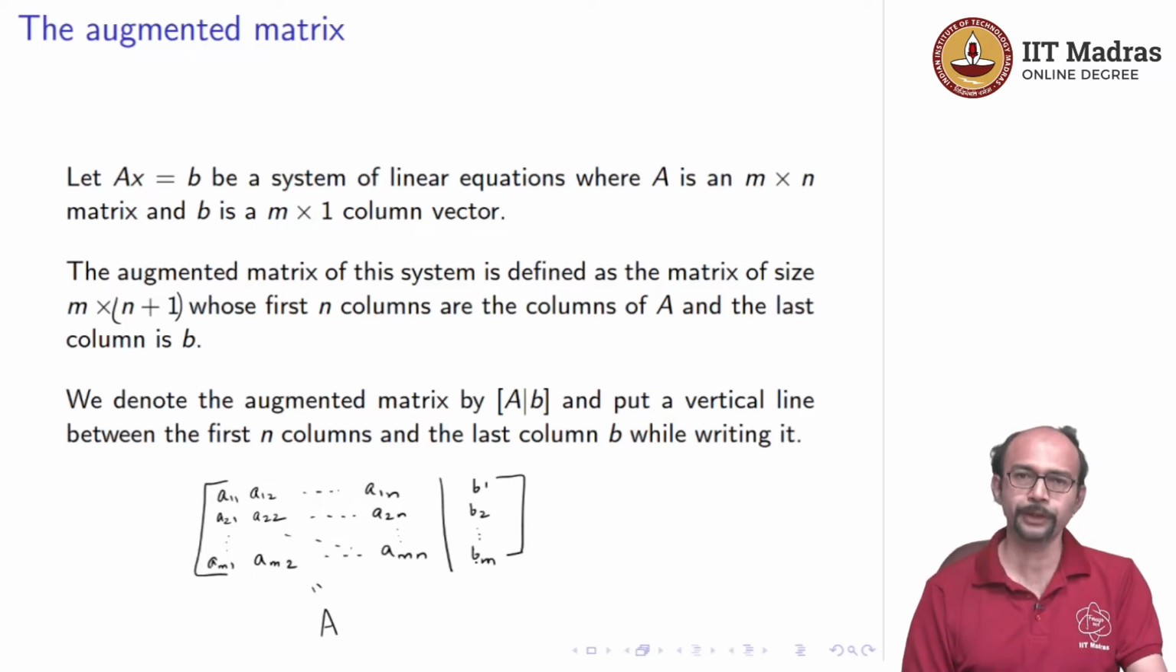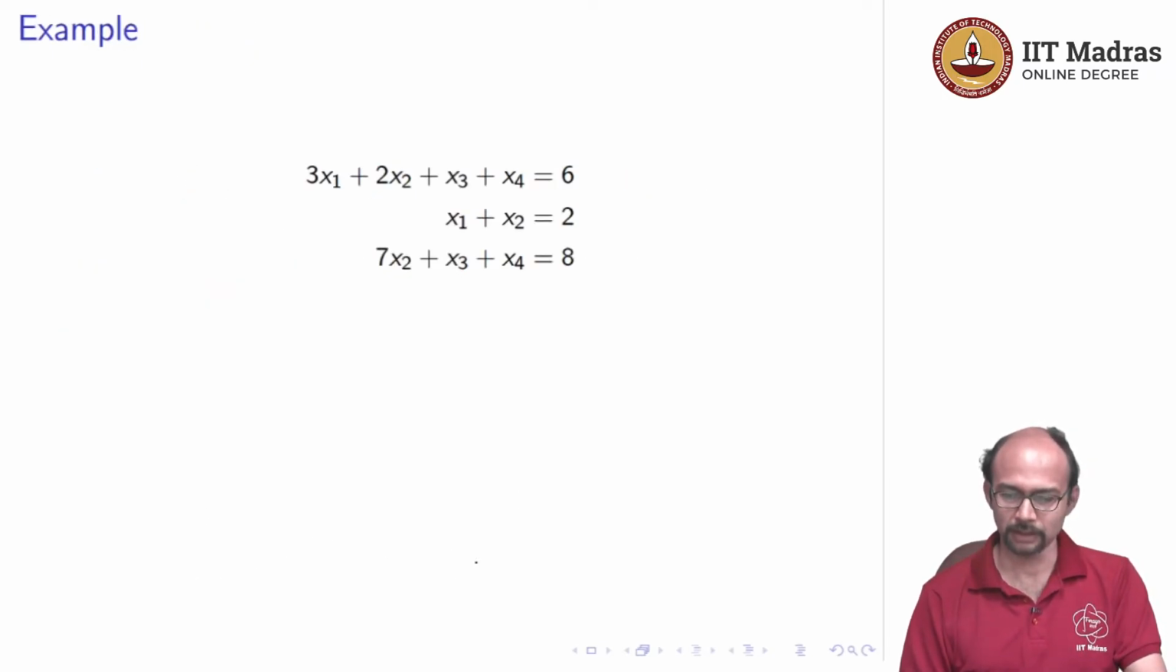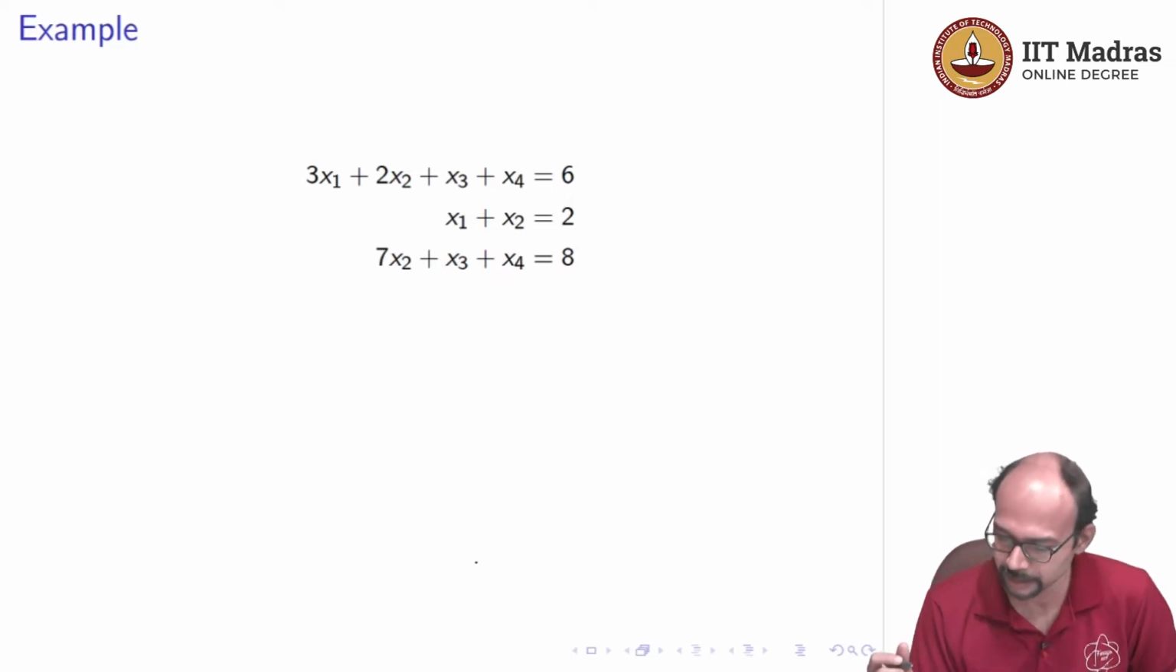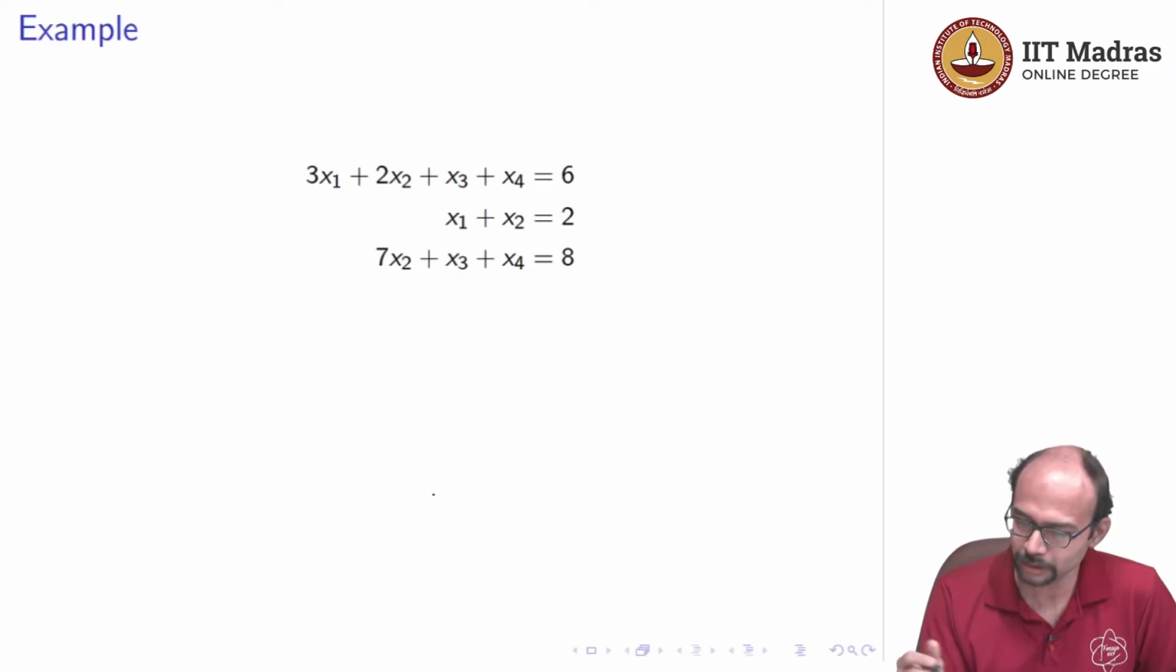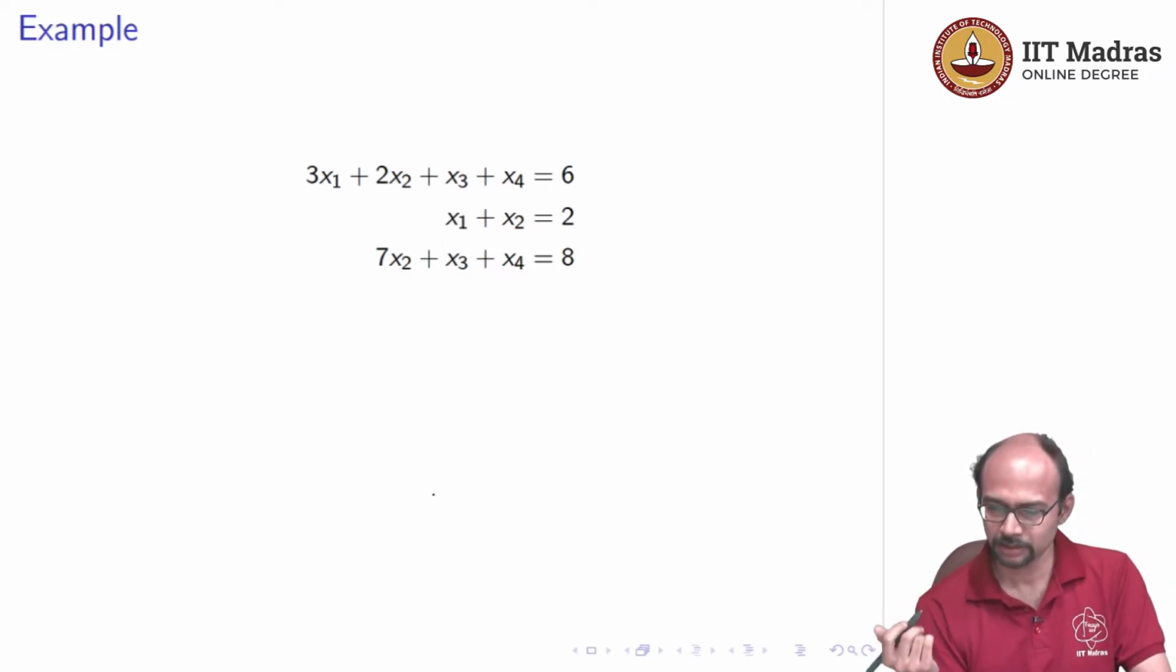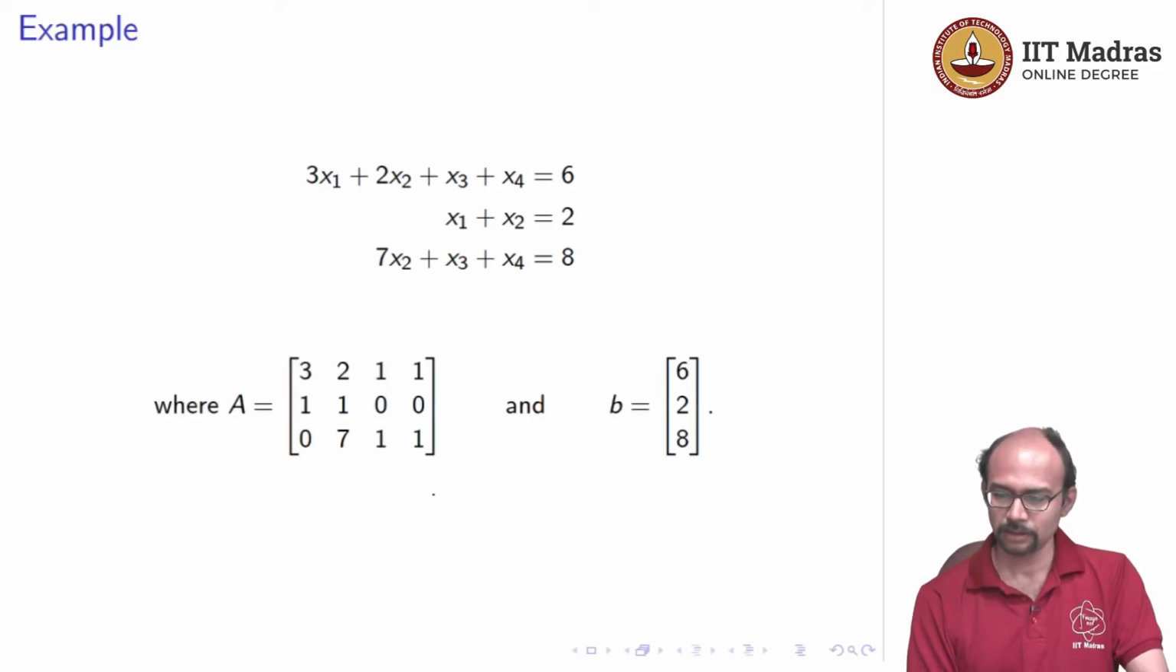Okay. So, what do we do with this augmented matrix? Let's first do an example of an augmented matrix. Here is my system of equations: 3x1 plus 2x2 plus x3 plus x4 is 6, x1 plus x2 is 2, 7x2 plus x3 plus x4 is 8. So, A is the matrix 3, 2, 1, 1, 1, 1, 0, 0, 0, 7, 1, 1. You might remember this from the previous video, where we have already done the operation of row reduction on this matrix. And b is the column vector of the constants appearing on the right, that is 6, 2 and 8.